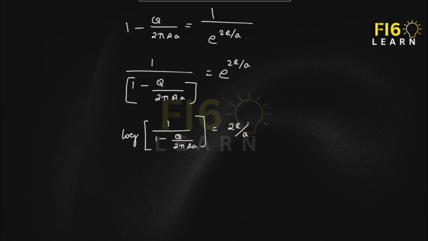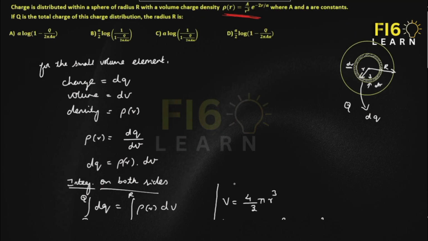I need the value of R, I don't need the 2 and a here, so I can take them to this side. This 2 by a will become a by 2. So a by 2 log of 1 divided by 1 minus Q divided by 2 pi a is equal to capital R. So that's the required answer. Check which option it matches. This is option B.